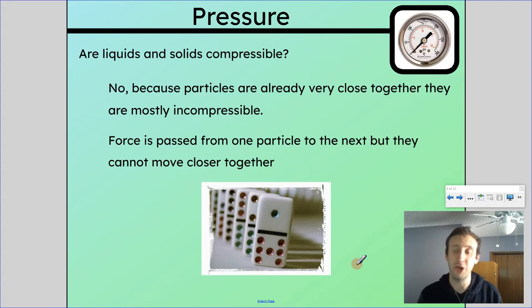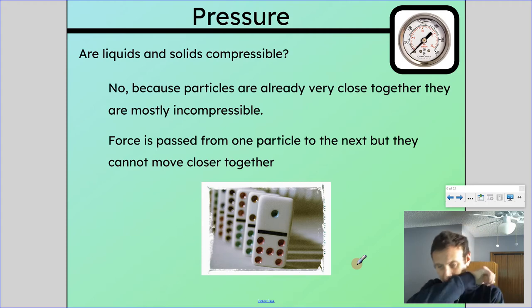Liquids and solids are not as compressible. The reason they're really not compressible is because the particles are already very close together. Because in solids and liquids, those particles are already quite tightly packed, there's not a lot of room for them to get closer together. So applying pressure is not going to do very much, at least with the pressures that we can normally supply to the material.